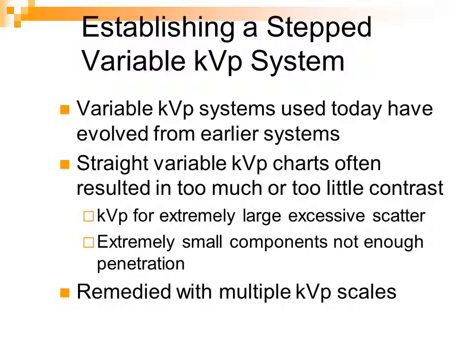Establishing a stepped variable kVp system. Variable kVp systems used today have evolved from earlier systems. Straight variable kVp charts often resulted in too much or too little contrast. So kVp for extremely large parts had excessive scatter, and extremely small parts did not have enough to penetrate. This was remedied with multiple kVp scales, and the table on 32-6 gives an example of those variable scales.